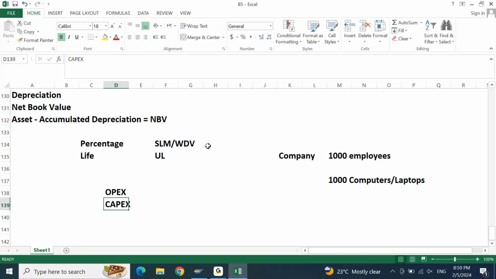Point number one, you can purchase directly from the open market. Let's say you want to purchase a refrigerator to be kept in your pantry. Or for employees, for staff to heat their food, you need to buy an oven. You need to buy a microwave oven. This microwave oven is also an asset.